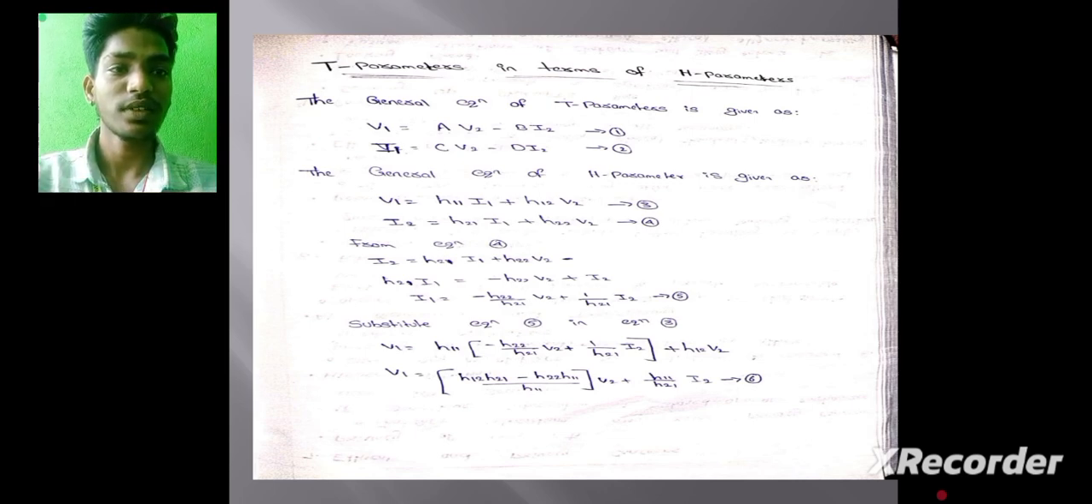The general equations of T parameters are given as V1 equals A V2 minus B I2 and I1 equals C V2 minus D I2. We take these two equations as equations 1 and 2. The general equations of H parameters are given as V1 equals H11 I1 plus H12 V2, I2 equals H21 I1 plus H22 V2. We consider these equations as 3 and 4.